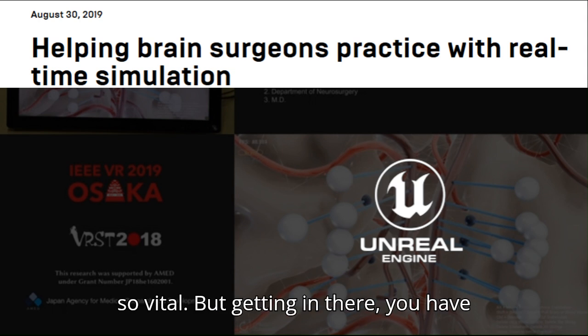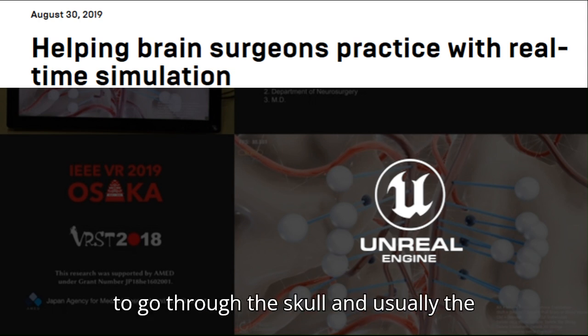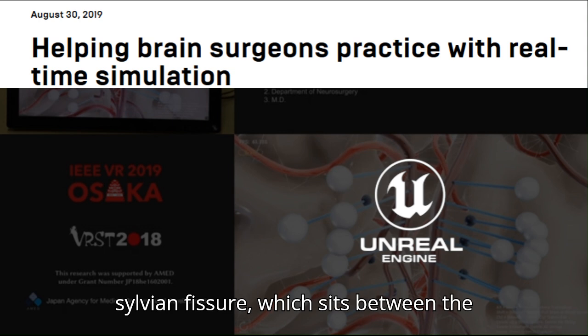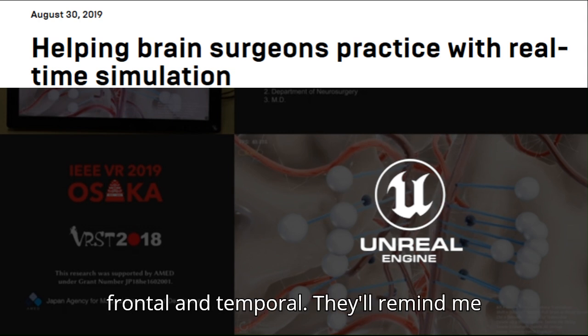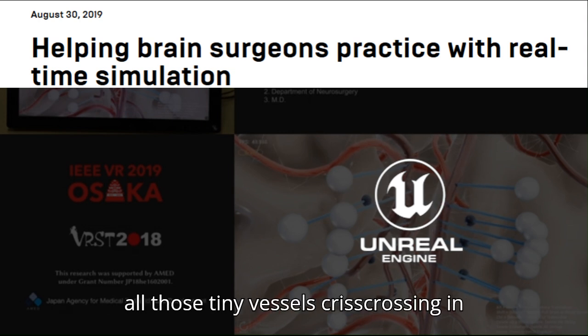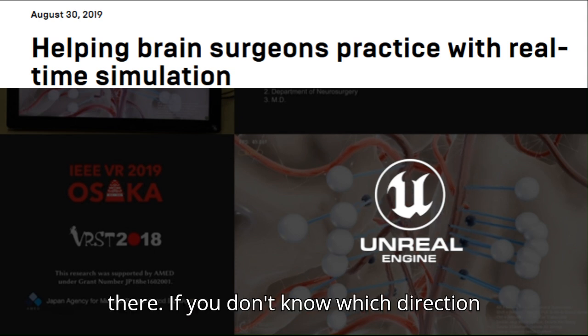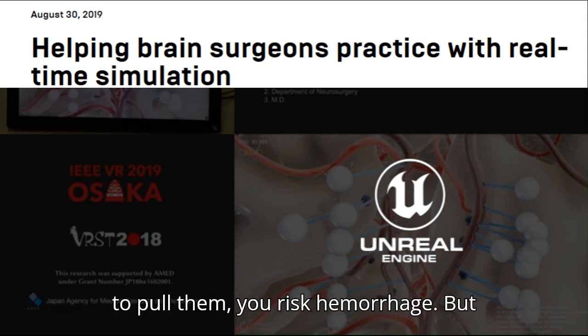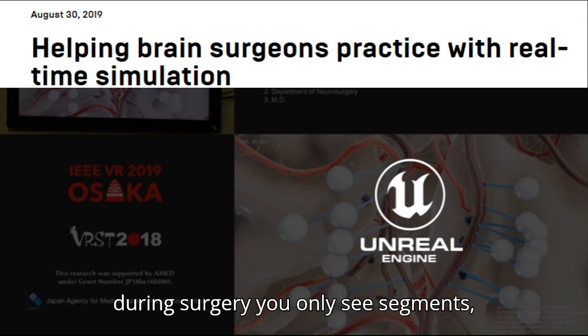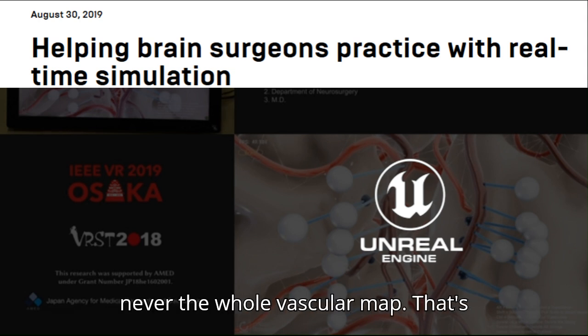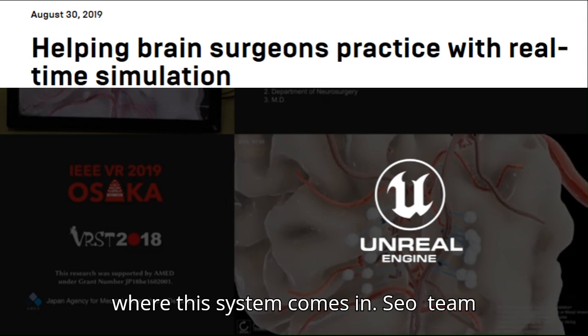Getting in there, you have to go through the skull and usually the Sylvian fissure, which sits between the frontal and temporal lobes. Remember, all those tiny vessels crisscrossing in there, if you don't know which direction to pull them, you risk hemorrhage. But during surgery, you only see segments, never the whole vascular map. That's where this system comes in.